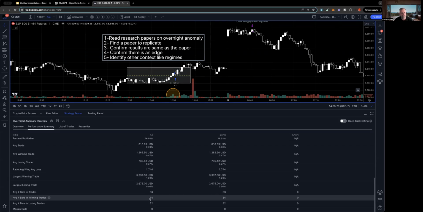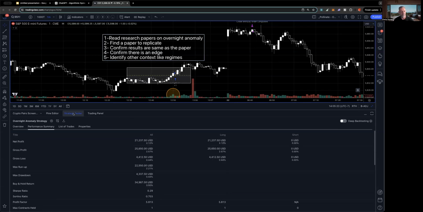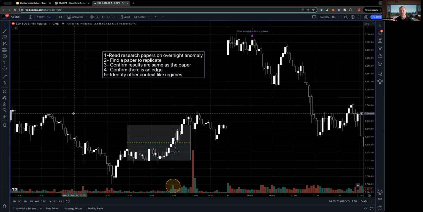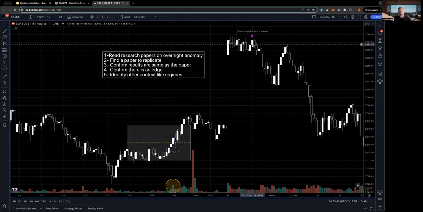Now it doesn't really show us the overnight drawdown. So it's not going to say, like, if I get long at 5637.75 and this thing goes down to 5600, and then by the time the opening bell kicks off, I'm already back at 5637, so I have like a 200-point drawdown and a 30-point profit. That's one issue you're going to have with these overnight trades.